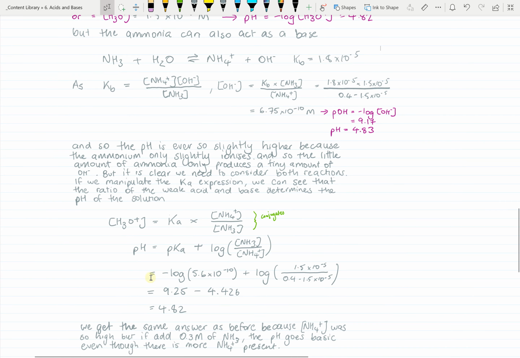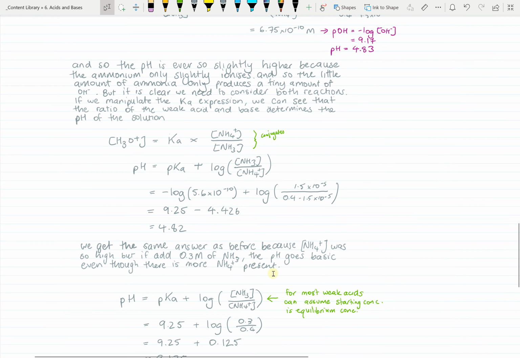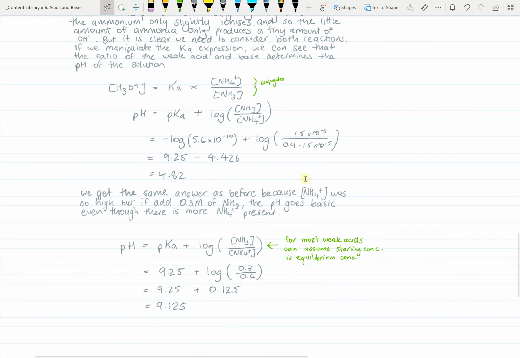And if you plug this all in, what is this trying to tell you? This is just saying that all you need to know is the ratio of the conjugates and their Ka. So it's all about if he's high and he's low and how much you put into them. Now, the best thing about that is because it's all about the ratio of the conjugates and they're weak on both sides, you can pretty much just approximate their initial concentrations, their starting concentrations, to be their equilibrium concentrations.